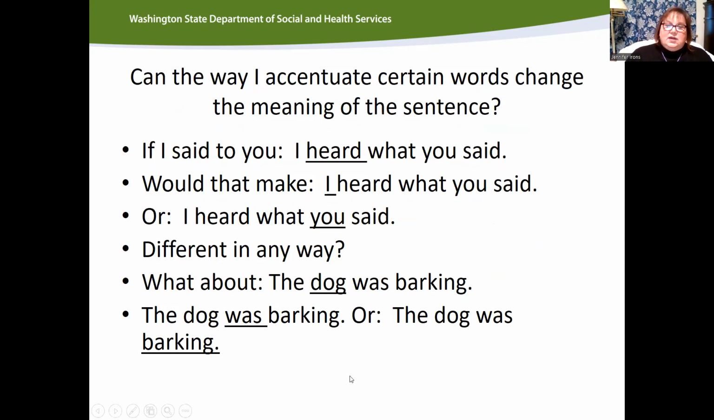So certain words accentuated can change the meaning of a sentence. I'm not going to go over this too much, but if it's "I heard what you said," then we're emphasizing that, yeah, we did hear them. And if it's "I heard what you said," then that might sound sarcastic, like, yeah, I heard what you said. Or if it's "I heard what you said," we might be being accusatory or we might be being defensive.